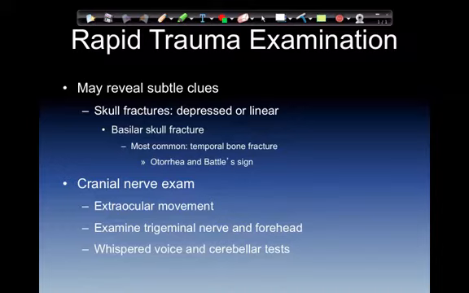Examine the trigeminal nerve in the forehead. Ask the patient if he can feel his face or forehead being stroked. Tap between the eyebrows. Examine if the forehead wrinkles when the patient smiles. Whispered voice and cerebellar tests. Hearing loss may be indicative of a basilar skull fracture. Cerebellar tests can be used to assess an infratentorial mass effect.